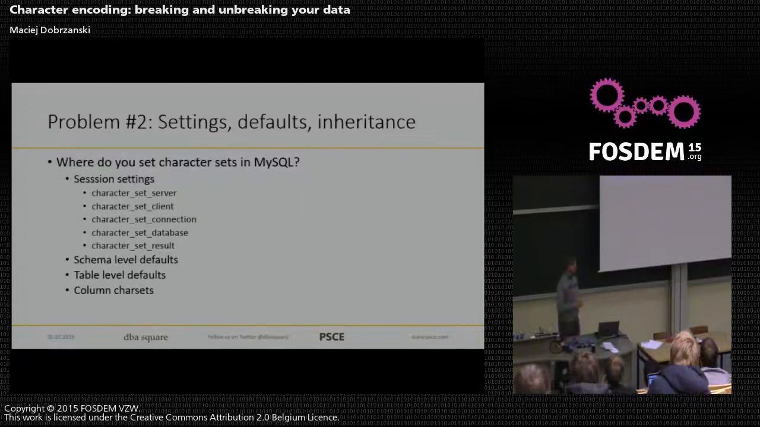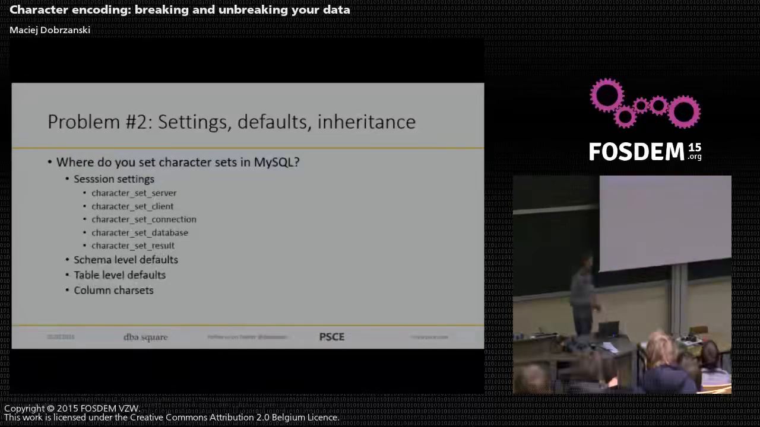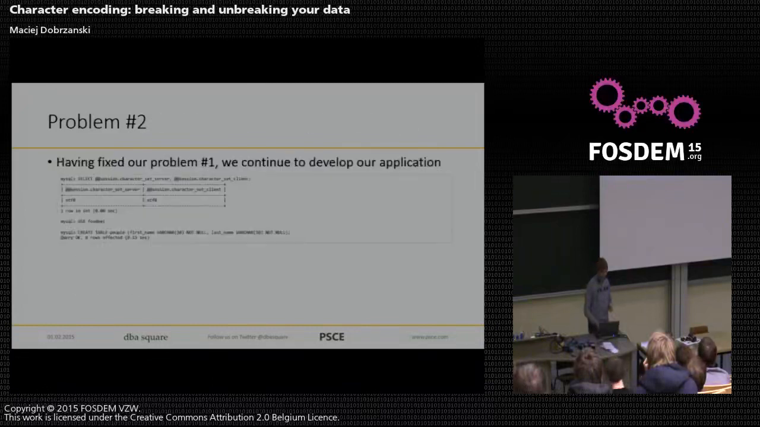I said that encoding or character sets are handled on multiple levels. So in MySQL, you have 5 different settings alone to define what's going on with data, how it's translated, how it's encoded, and how it's converted. You'll also have schema-level defaults, table-level defaults, and of course, column character sets, which define the actual storage character set, so how the data is stored in the tables.